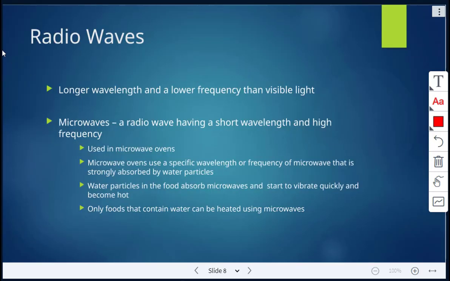Radio waves, so these are longer in wavelength. They have a lower frequency than visible light. Microwaves are a type of radio wave. This has a short wavelength but a high frequency. So these are used in microwave ovens. The microwave ovens use a specific wavelength or frequency of microwave that is strongly absorbed by water particles. So then those water particles in the food absorb the microwaves and start to vibrate quickly, and then they become hot. So only foods that contain water can be heated up in the microwaves.